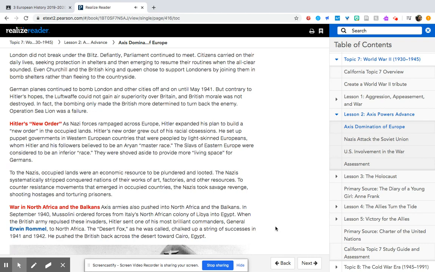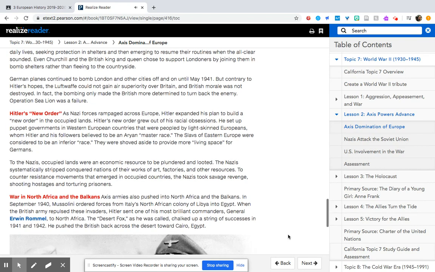To the Nazis, occupied lands were an economic resource to be plundered and looted. The Nazis systematically stripped conquered nations of their works of art, factories, and other resources. To counter resistance movements that emerged in occupied countries, the Nazis took savage revenge, shooting hostages and torturing prisoners.